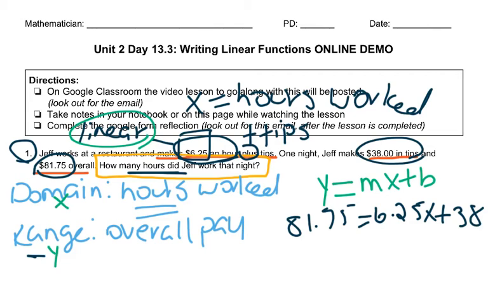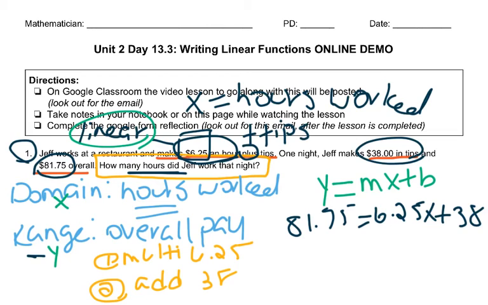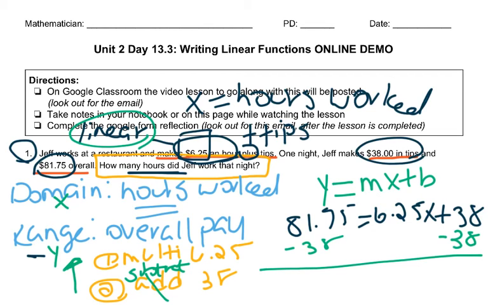Well, now I have an equation, and I can write down what's happening to x. So I would say that it's first being multiplied by 6.25, and then add 38. It's opposite day, so I'm going to go from the bottom to the top, and instead of add, I'm going to subtract. So minus 38. Remember, line up your like terms. This will get canceled out.